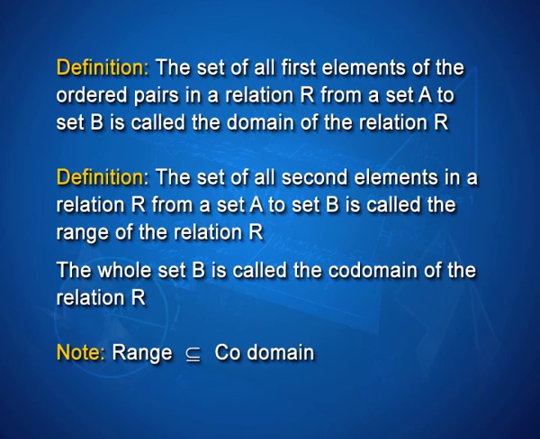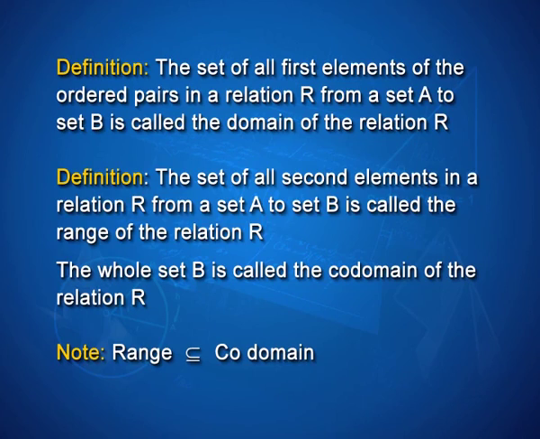Also, the term codomain is related to the concept of relation. The entire set B, from where the elements can be related to the elements of set A, is referred to as the codomain. We also say that range is the collection of all the images of the first elements that are present in the ordered pairs that are part of the relation.